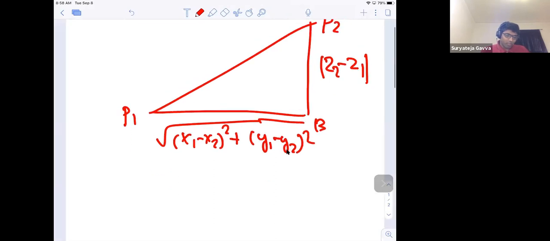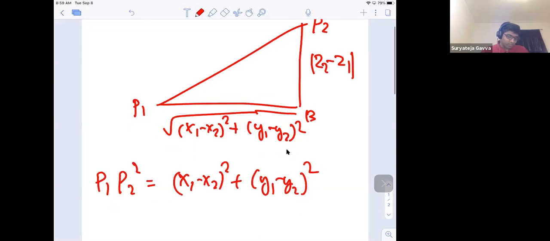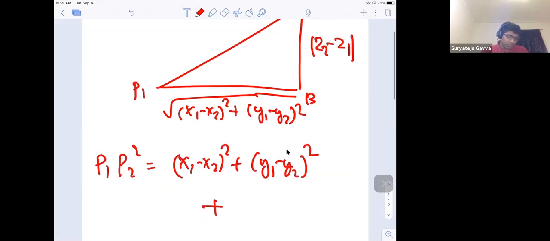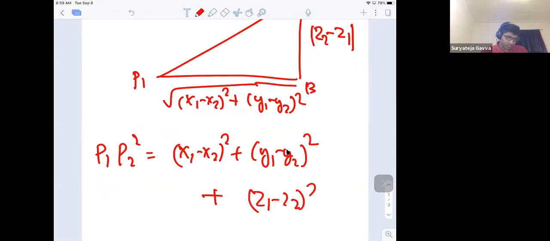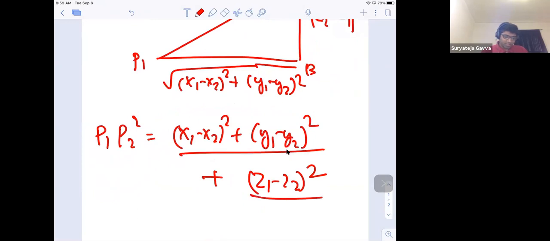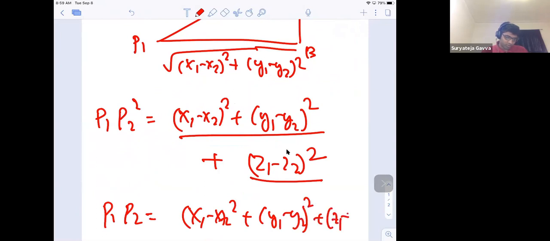Now if you apply the Pythagorean theorem, you see that P1P2 squared is the square of this length plus the square of this length. The square of P1B is x1 minus x2 squared plus y1 minus y2 squared. Next, P2B squared is z1 minus z2 squared. This is one length, this is the second length, and you add up their squares. So that's why P1P2 squared is x1 minus x2 squared plus y1 minus y2 squared plus z1 minus z2 squared.